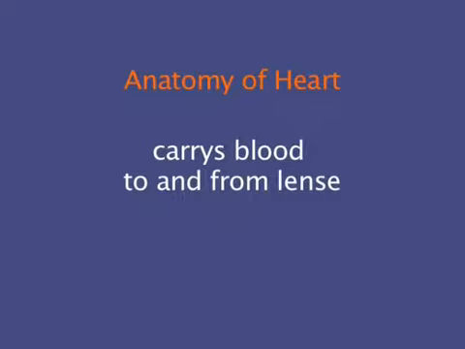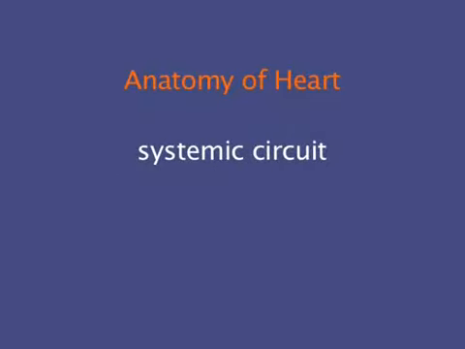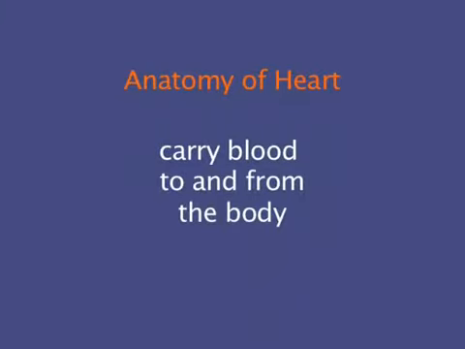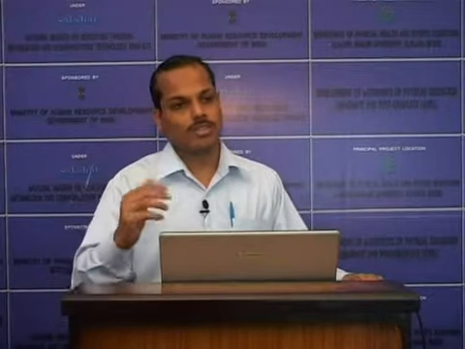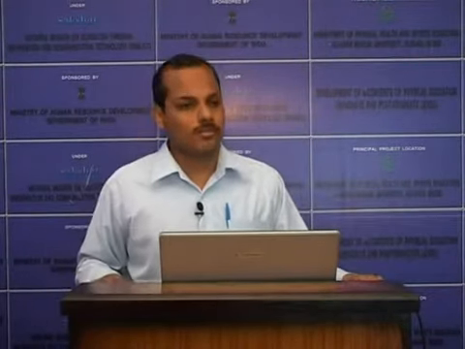The other circuit is the systemic circuit. The systemic circuit carries blood to and from the body. That is, it pumps the blood to the body through the arteries, it circulates throughout the body and returns the blood through the veins. The pulmonary circuit is one where the deoxygenated blood goes to the lung, becomes oxygenated, and comes back to the heart. Blood alternates between these pulmonary and systemic circuits.